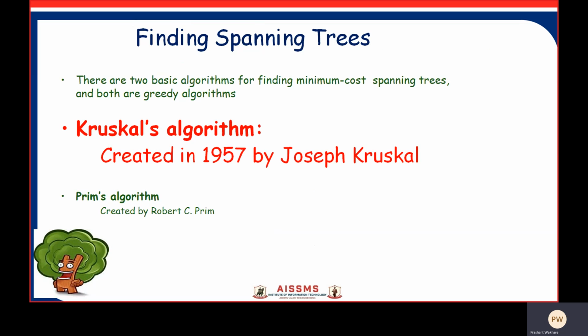So there are two basic algorithms for finding a minimum cost spanning tree. The first one is Kruskal's algorithm and the second one is Prim's algorithm. Both algorithms are greedy algorithms. Kruskal's algorithm was created in 1957. The scientist named Kruskal developed an algorithm to find the minimum spanning tree of any given weighted connected graph.